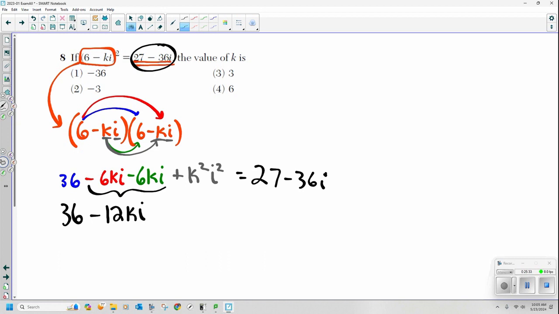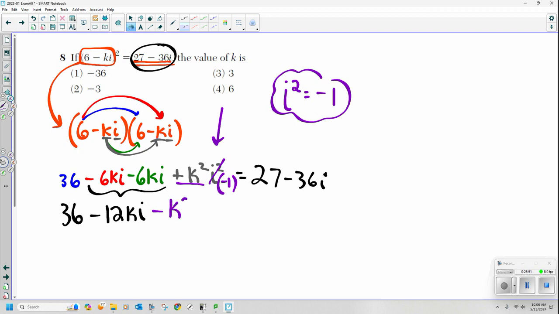Holy smokes. The holy grail of i is that i squared is negative 1. I see an i squared here, so I'm going to make that just a negative 1. So a positive k squared times negative 1 becomes a negative k squared. This is still going to equal my 27 minus 36i.